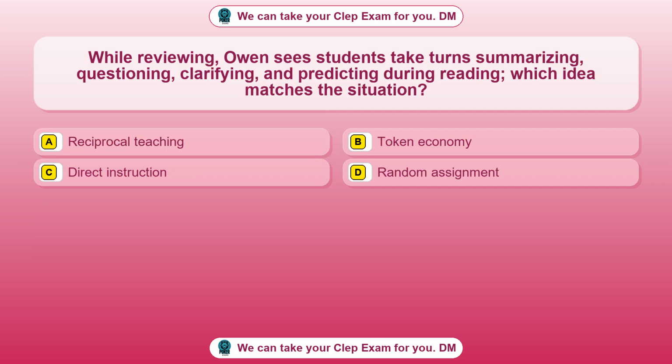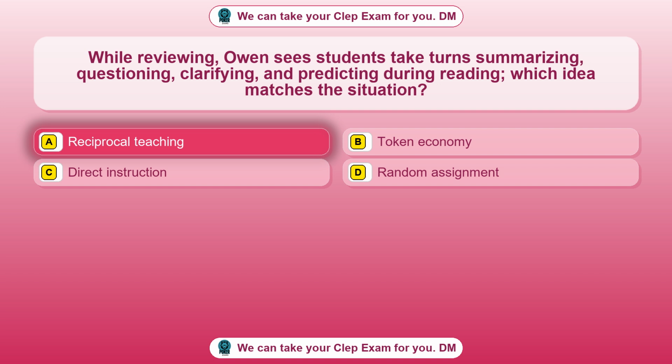Question 79. While reviewing, Owen sees students take turns summarizing, questioning, clarifying, and predicting during reading. Which idea matches the situation? Option A, reciprocal teaching. Option B, token economy. Option C, direct instruction. Option D, random assignment. The correct answer is option A, reciprocal teaching.